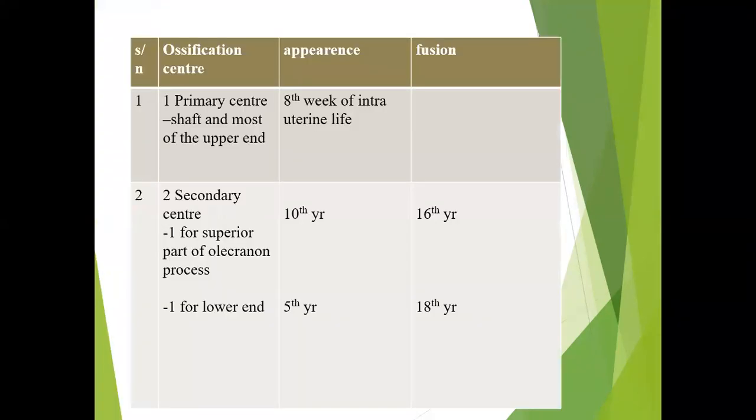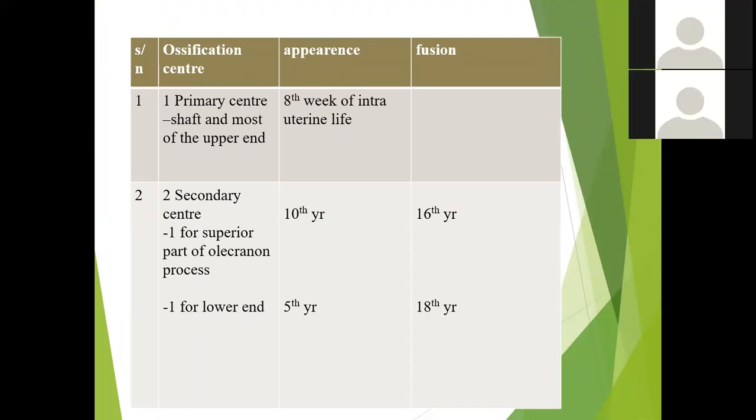So today we can start with the ulna. The ulna is a very important bone, and it is used for bone grafting. First we can talk about the ossification of the ulna. This bone has one primary center and two secondary centers.